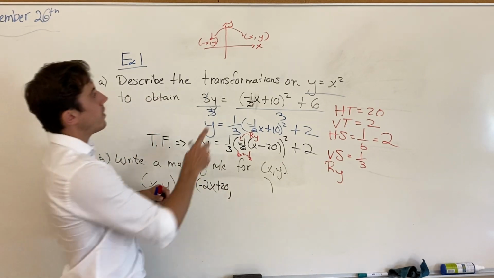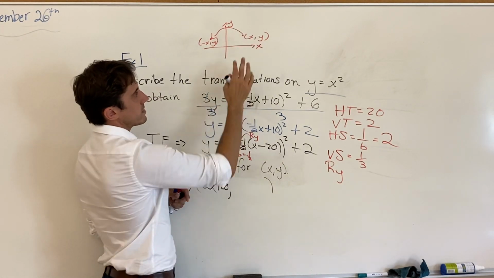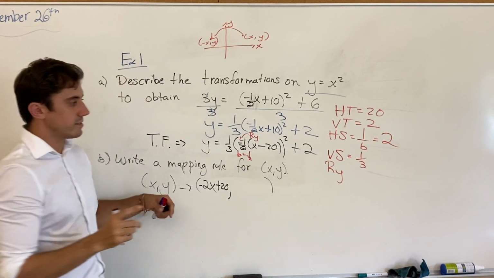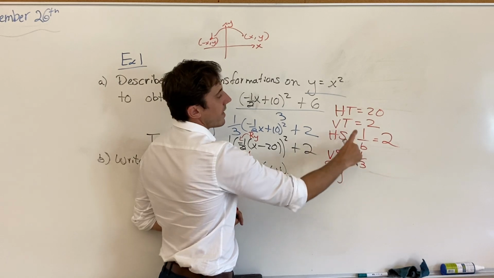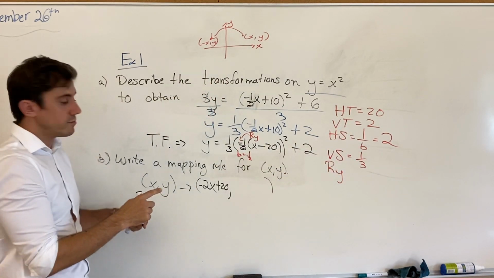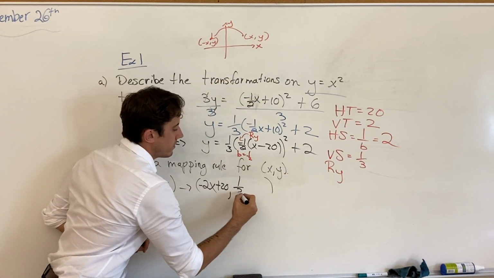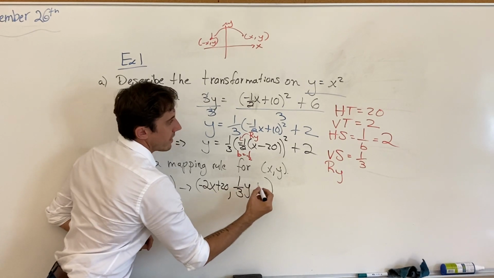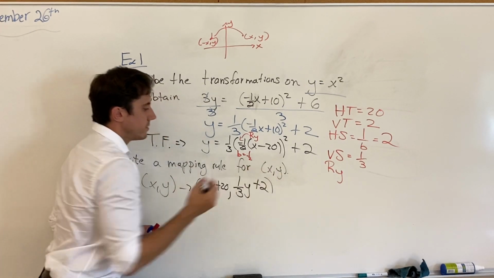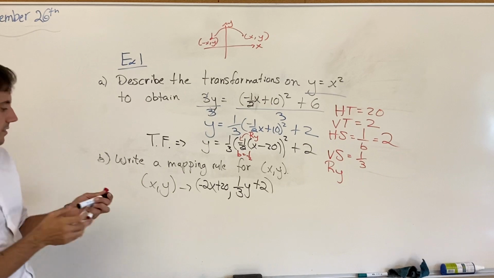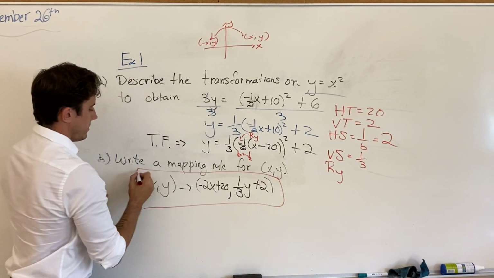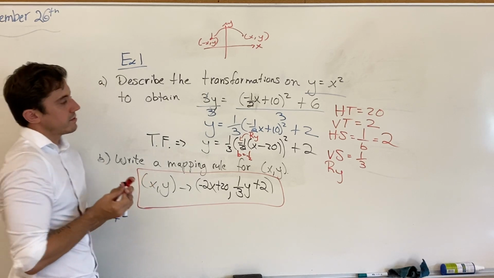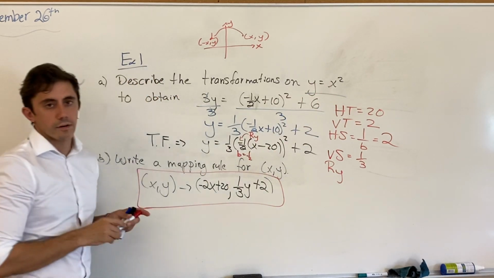And now for the y's, there's no reflection in the x-axis, the y coordinates aren't being reflected, and so all we have for y is a vertical stretch of 1/3, and then a vertical translation of positive 2, and so we're going to have 1/3 of y, and then a plus 2 to finish things off. And there is our mapping rule for any point on the curve of our original function.